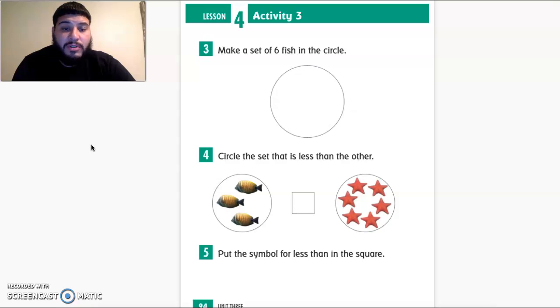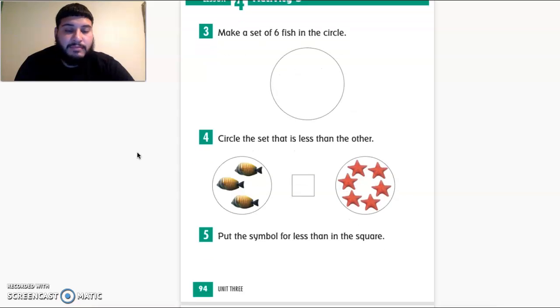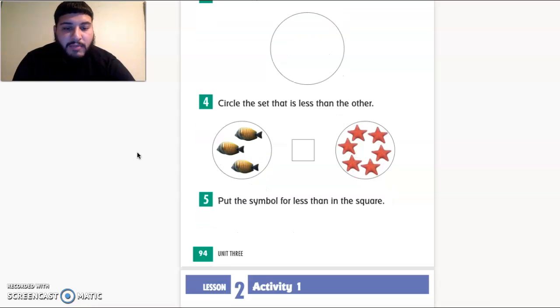Number 4, circle the set that has less than the other. So you will count all the stars and the fish inside the circles. The circle that has less, you circle it. Number 5, put the symbol for less than in the square. Let's move on to the next activity.